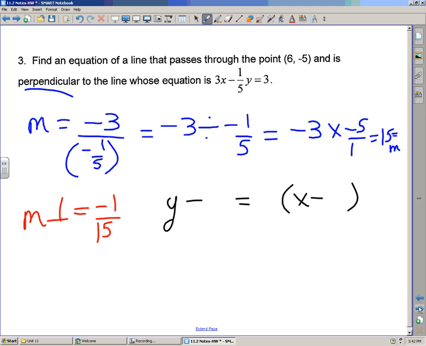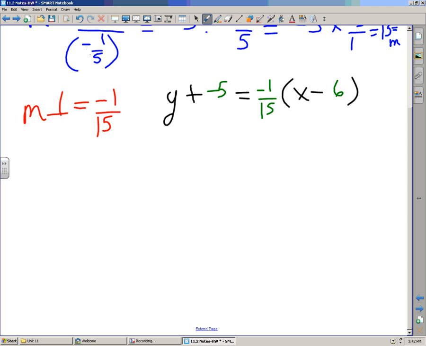What are we dumping in here? y1 is negative 5, and then the slope is negative 1/15, and then the x1 is 6. Again, when you do your math, you've got double negatives here, so you get y plus 5 equals negative 1/15 x plus 6/15. Then what you need to do at this point is subtract 5 from both sides.